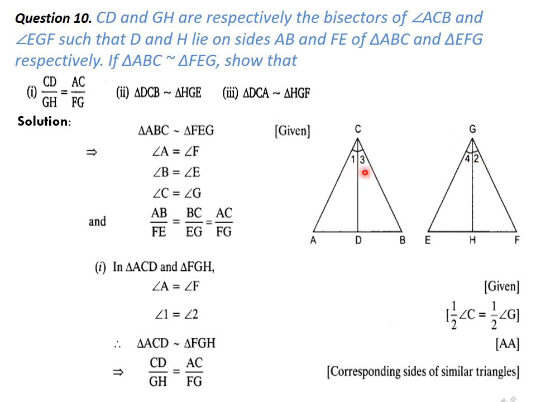So if their halves are equal and these two are also equal, can we say that half of angle C is equal to angle 1 and half of angle G is equal to angle 2. So finally we can write angle 1 is equal to angle 2. So we have got two angles here, this 2 and this 2 are equal. Therefore, by AA similarity criterion, triangle ACD is similar to triangle FGH. And therefore, by corresponding sides of similar triangles, we can write that CD by GH is equal to AC by FG. So here is the ratio that we have.